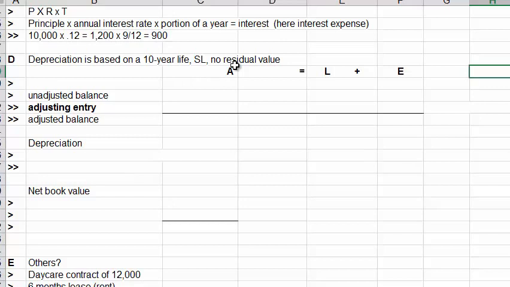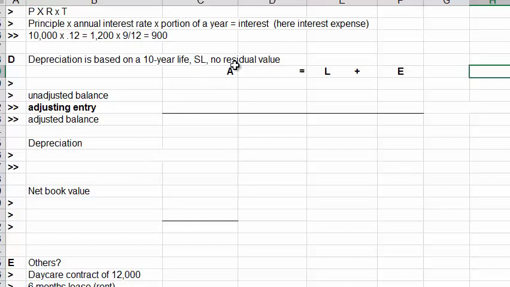Depreciation expense is not intended to reflect a decline in value of the asset. Instead, it's intended to reflect a decline in the utility of the asset. So depreciation expense is simply the allocation of the cost of this type of asset to expense over its useful life. The allocation of the cost of an asset to expense over its useful life.